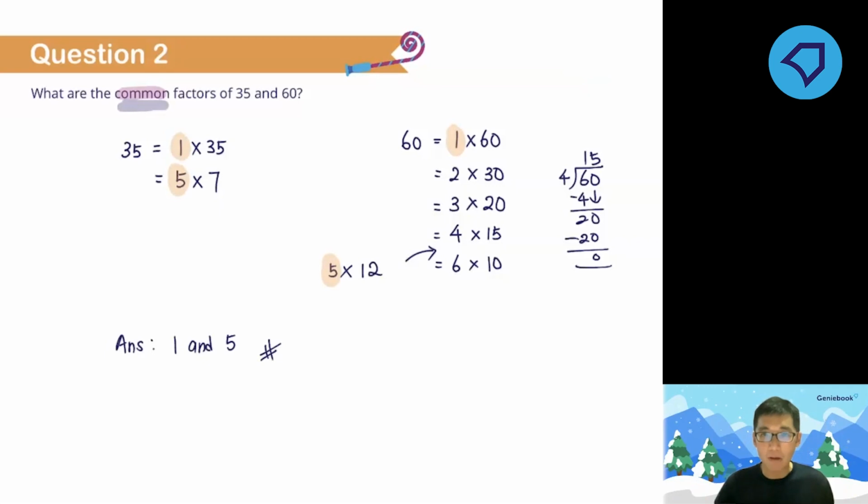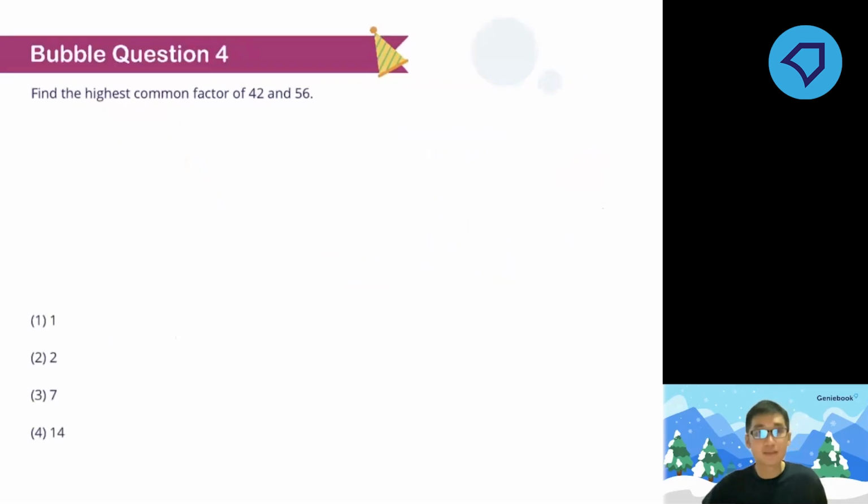All right? So now, this is the next bubble question that I'm going to show you. All right? So bubble question number 4. Find the highest common factor of 42 and 56. All right, so there are two things here to take note again. I need the common factor. Not only that, it has got to be the highest. Okay, so first list down the factors of 42.